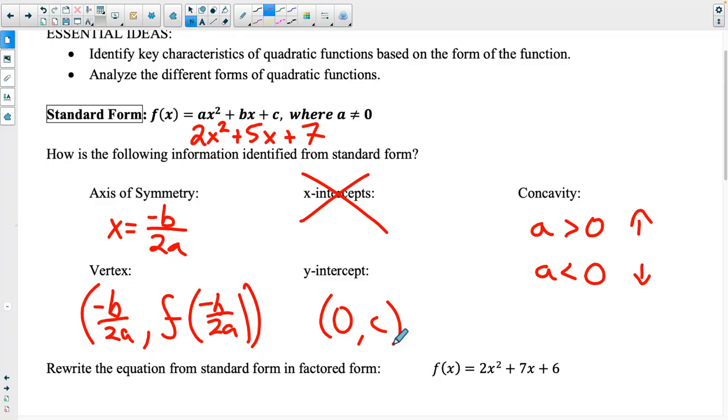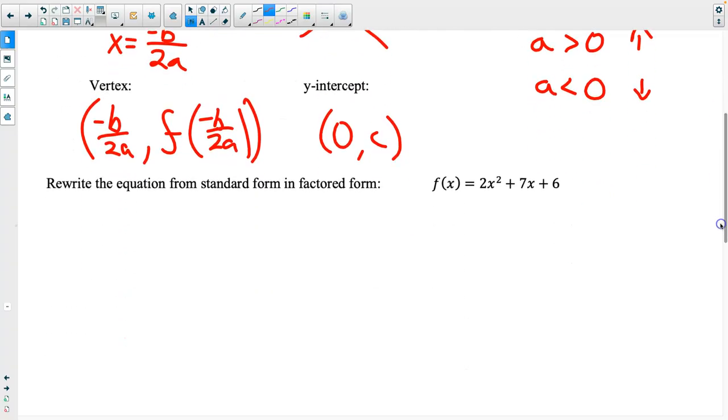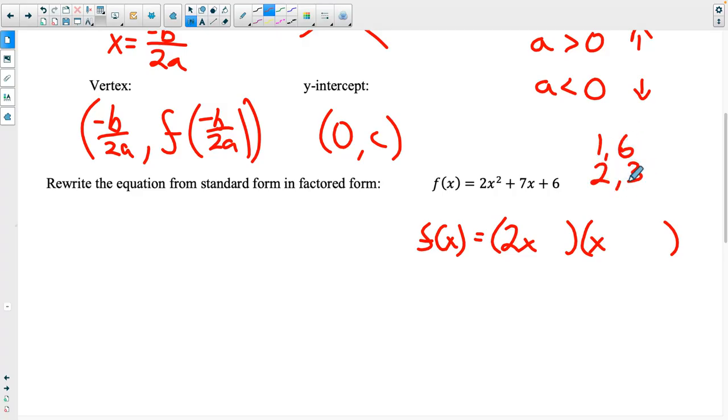All right, so what we're going to do is change forms really quick. If I look at this, I want to rewrite this from standard form to factored form. All we have to do, folks, is factor it. So you tell me, I'm going to have a 2x and an x. What are my factors of 6 that I can use? 1 and 6. Keep going. Nice. So now, which ones am I going to use to get them to add up to 7? 1 and 6, 2 and 3. I hear 2 and 3 more commonly.